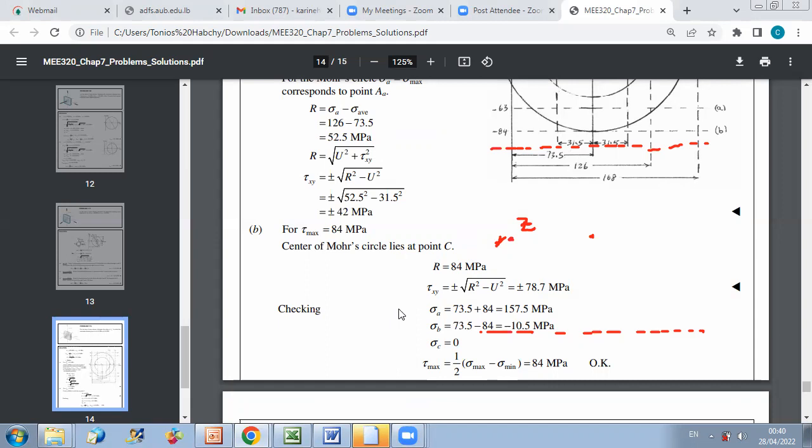The maximum principal stresses, sigma A and sigma B, are obtained by sigma average plus the radius and sigma average minus the radius. So you can see that I should always do an analysis to know if the maximum shear stress is in plane or out of plane, and accordingly I can determine what is happening there.